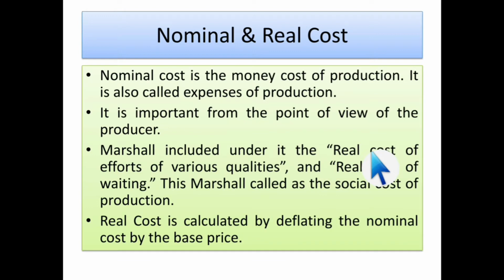See, first is nominal and real cost. Nominal cost is the money cost of production. That means it is also called expenses of production. If you are doing any production, whatever expenses you are incurring, that is your cost. Okay, that means it is from the point of view of a producer. But what is real cost? See, real cost is calculated by deflating the nominal cost by the base price.